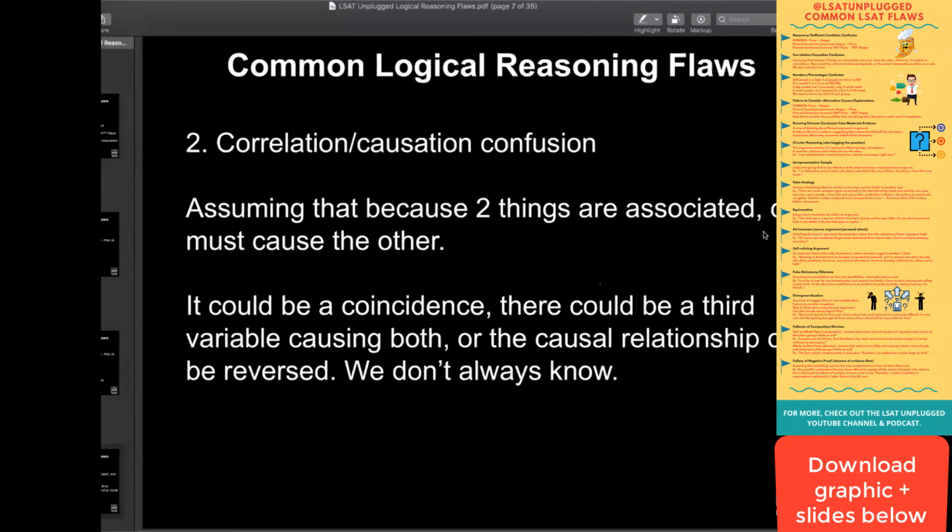So it could simply be a coincidence, could be a random association, or there could be a third variable causing both, or the causal relationship could be reversed. And we don't always know. You don't have to know the answer or the reason why it's flawed or potentially problematic. You simply have to point out those possibilities, and that is often enough.